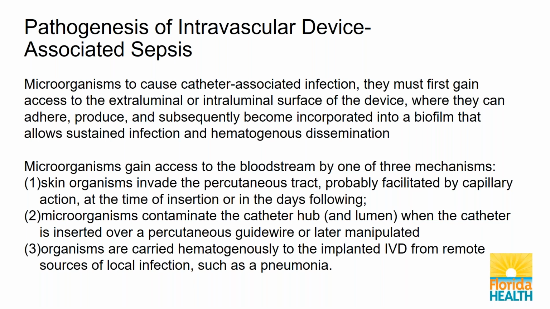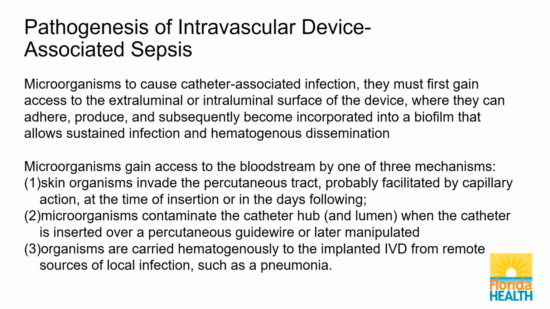Microorganisms can gain access to the bloodstream by one of three mechanisms, and these are really important for you to make sure you know. One, skin organisms invade the percutaneous tract, probably facilitated by capillary action at the time of insertion or in the days following. So what is one thing you can do for number one to prevent organisms from being introduced during a percutaneous injury? Elizabeth, exactly. Appropriate skin antisepsis. Clean skin with chlorhexidine. Very good. Skin antisepsis is going to be our prevention measure for number one.